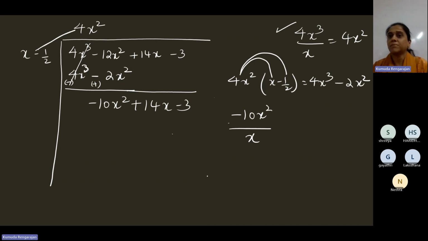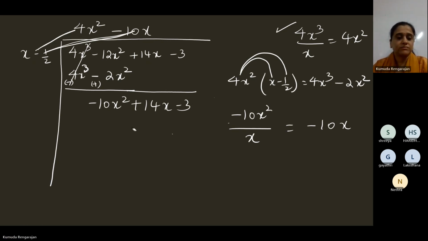Okay. So now what is the result? Minus 10x, because x squared by x is x. Minus 10x. Next what? We need to multiply. What do we always do? We multiply this and this, right? We should multiply this and this and write the result here.